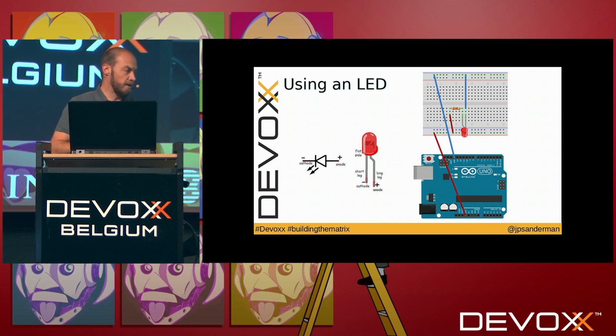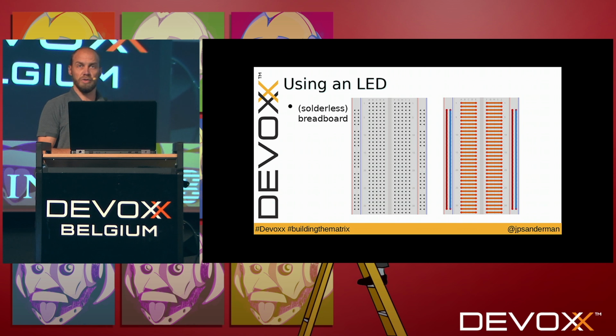Let's first look at the physical connections, starting with a so-called solderless breadboard. I'm using that to connect the wires, the LED, the resistor, to connect them together. I can just plug them in and out, and that makes it so that I don't have to solder everything together.